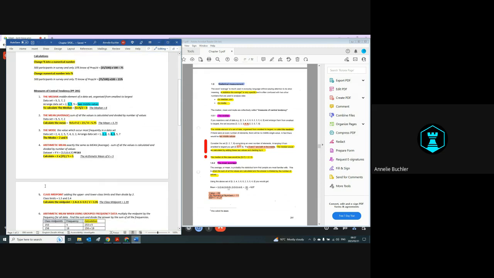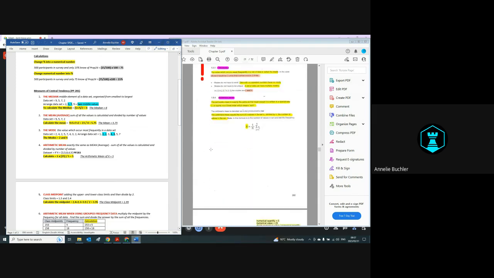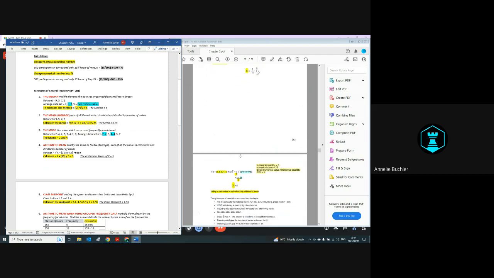That's your mode, okay? Now you have your arithmetic mean. Your arithmetic mean is basically exactly the same as the mean, the average. It's the sum of all the values divided by the number of values. They're not going to ask you to do the sum with the symbols, but you will maybe have to show the calculation so that you can understand. You will see we're on page 283.